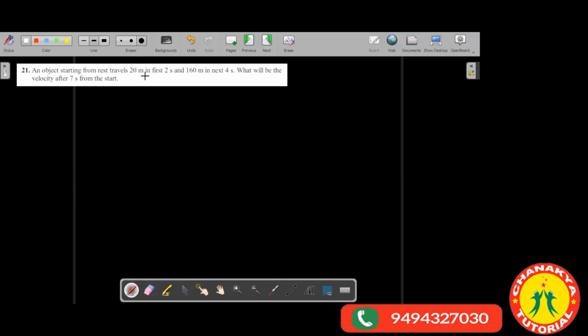So in the first 2 seconds, you have been given time as 2 seconds, initial velocity u as 0 meter per second, and displacement is equal to 20 meters. Okay, so we will find the acceleration here. Acceleration is what we need to find. So can we use the second equation of motion?